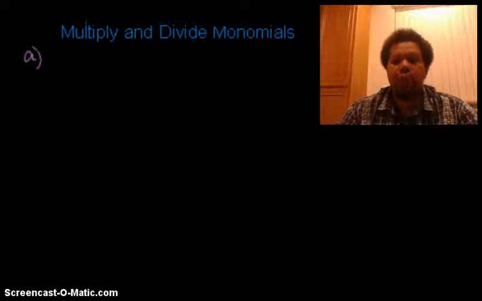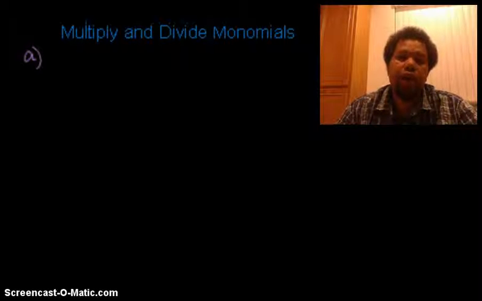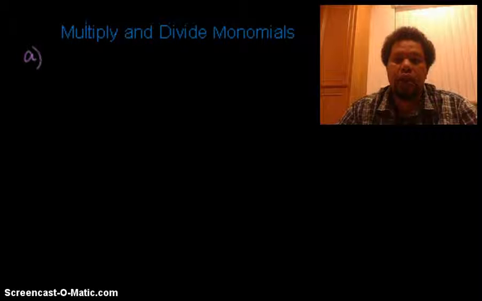Okay, so multiplying and dividing monomials. So first of all, monomials can be a constant, which is just a number, a variable, which is a letter that represents a number or an unknown value, or a combination or a product of a variable and a constant.